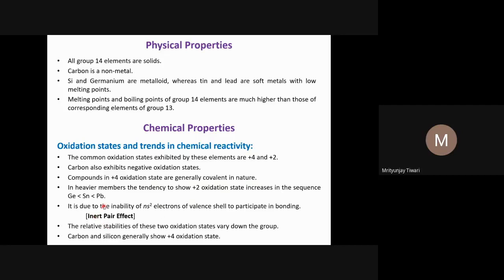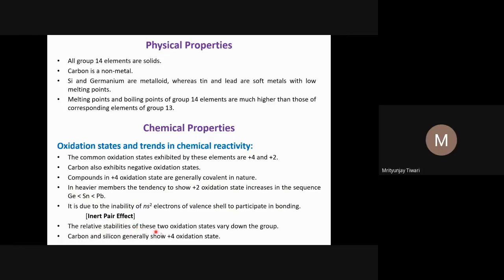And so for germanium, tin, and lead, this tendency to be present in the +2 oxidation state increases in this order. The +2 oxidation state will be most stable for lead, then tin, and then germanium. So in heavier members, the tendency to show the +2 oxidation state increases in the sequence germanium, tin, lead, and this is due to the inability of ns² electrons of the valence shell to participate in bonding, which we call the inert pair effect, and I have explained the reason.